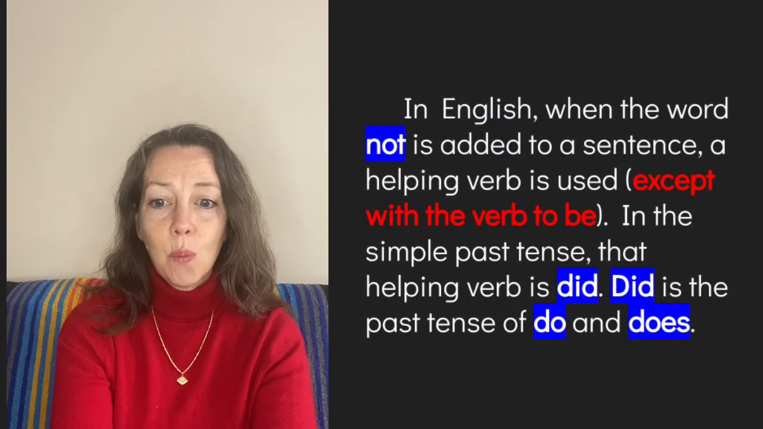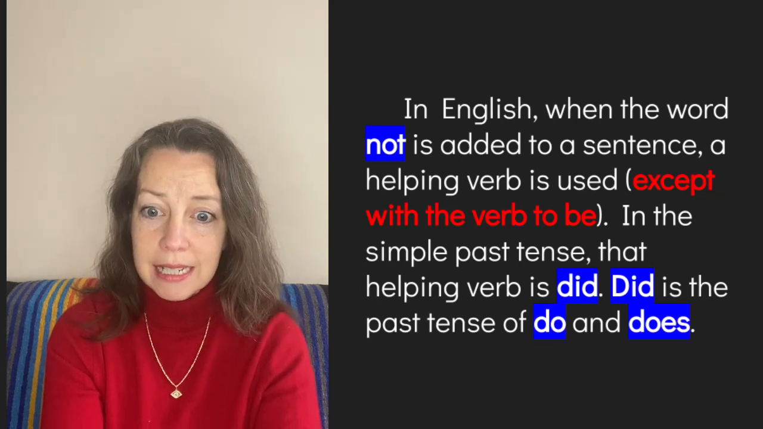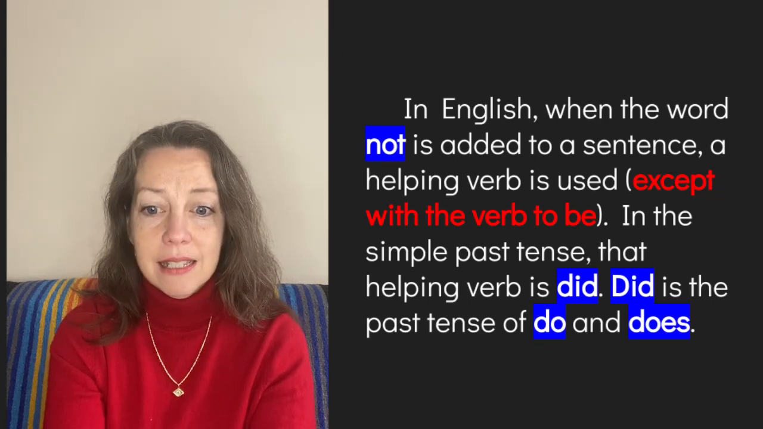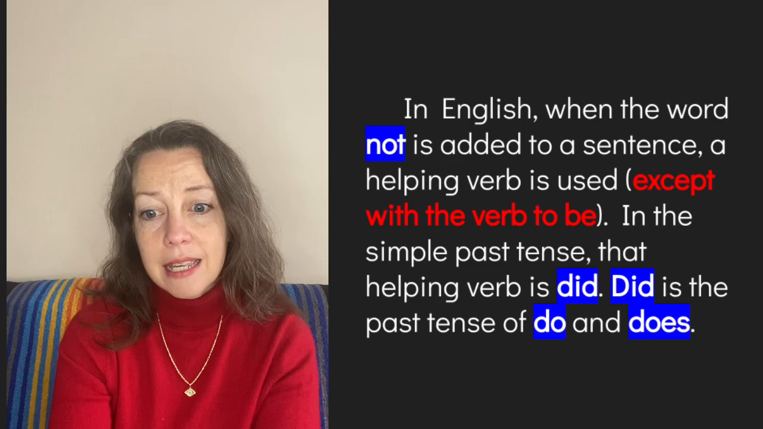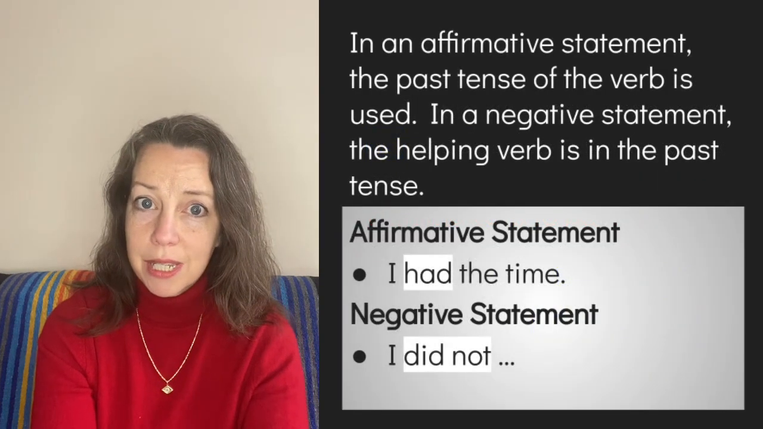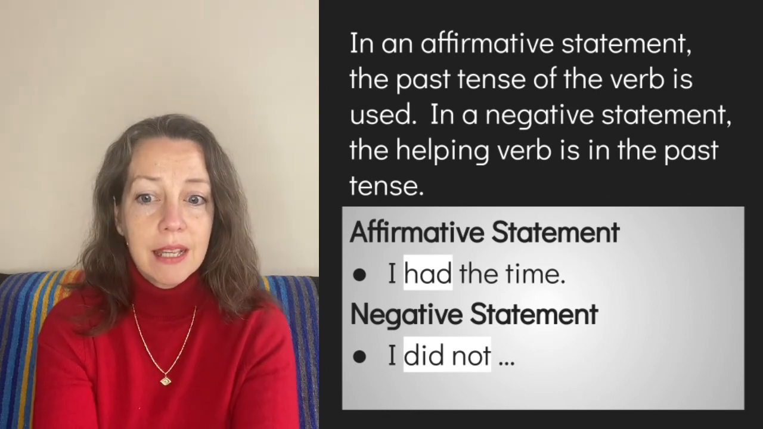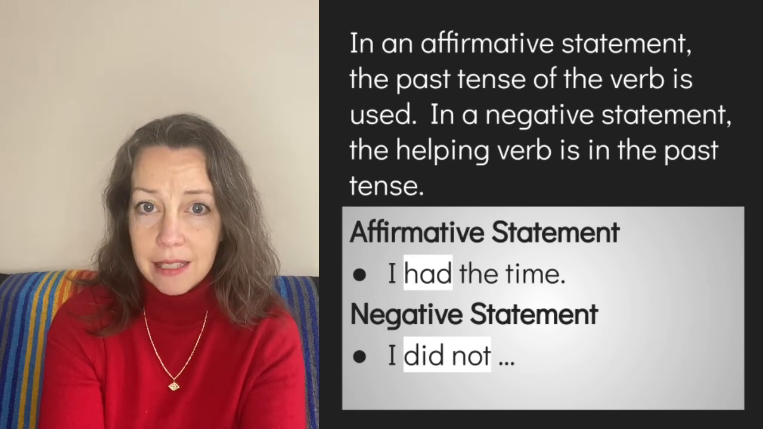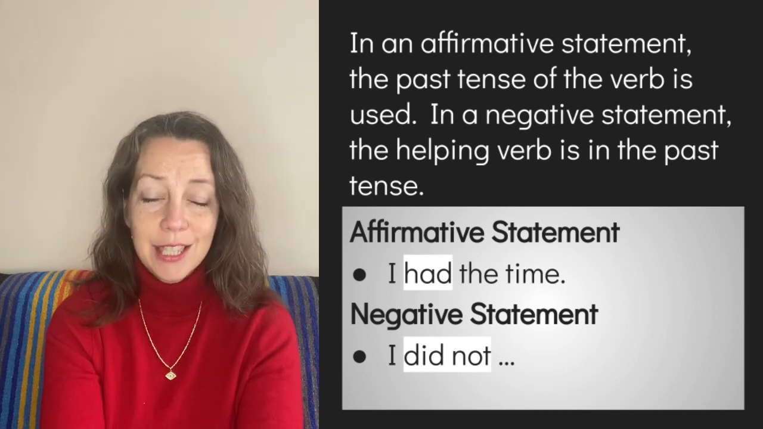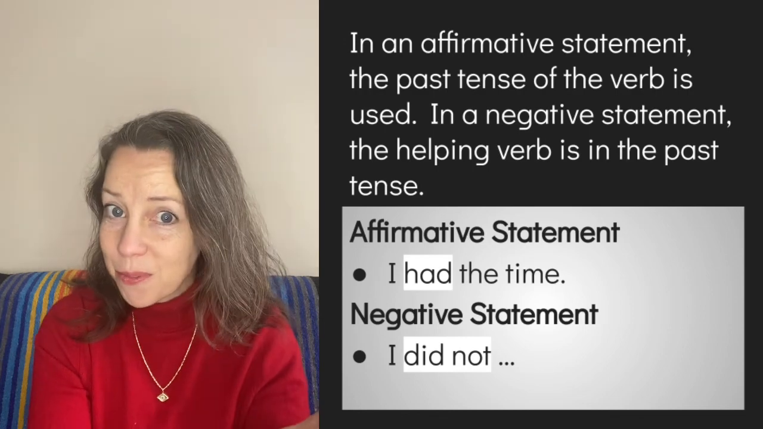In English, when the word not is added to a sentence, a helping verb is used, except with the verb to be. In the simple past tense, that helping verb is did. Did is the past tense of do and does. In an affirmative statement, the past tense of the verb is used. In a negative statement, the helping verb is in the past tense. For example, in the affirmative statement, I had the time. The negative statement, I did not, what comes next?